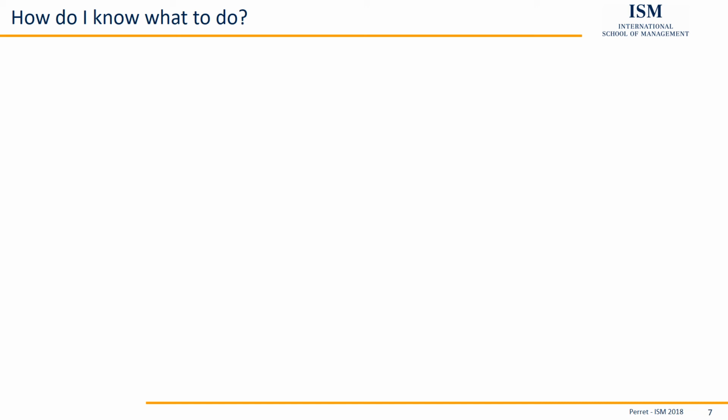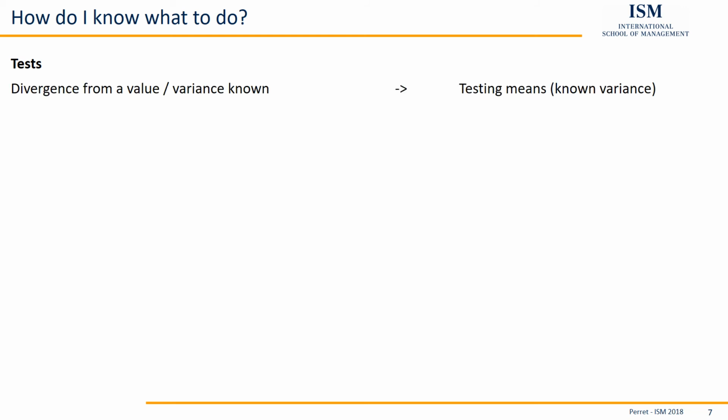Okay, so this only leaves us with the final part on tests. That's actually the biggest part, because here we have three different sub-parts. The first is, do you actually have a value and you're asked about, does your data set, whatever, imply a divergence from this given value? That usually results in comparing means.